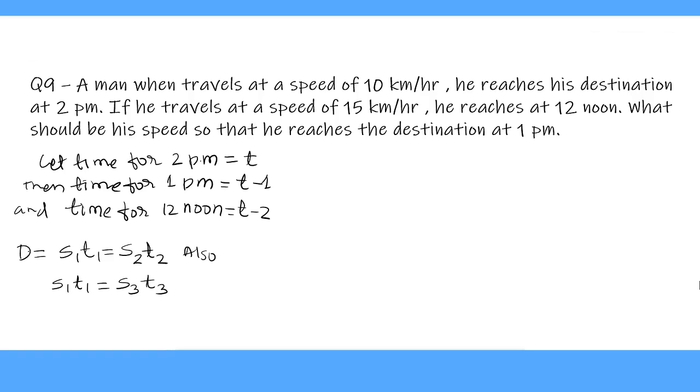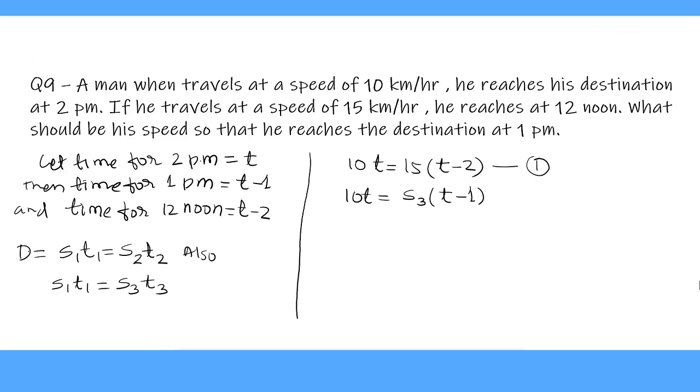Here s1 is the speed which is 10 km per hour. S2 is the speed which is 15 km per hour, where the person is reaching at 12 noon. And s3 is the speed asked to us for reaching at 1 p.m. So now we solve like this. S1 is 10 km multiplied by t1, which is t, equals 15 into t minus 2, which is reaching at 12 noon. This is our equation number 1. And in the second case, 10t equals s3, which is asked to us, into t minus 1, which is 1 p.m. This is equation number 2.